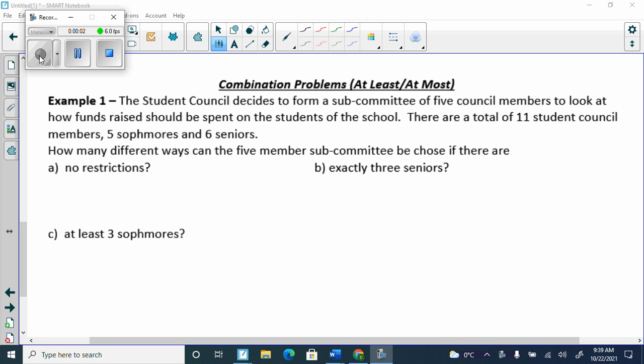If in your questions at any point in time you read "at most" or "at least" something, you're going to get cases. Because if you need at most, like let's say 3 seniors, then you could have 3 seniors or 2 seniors or 1 senior or no seniors.